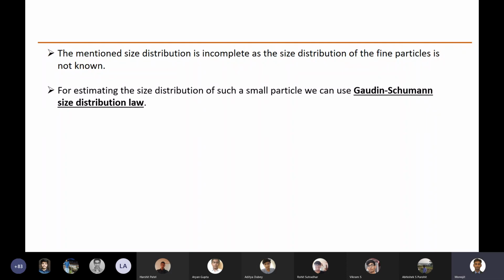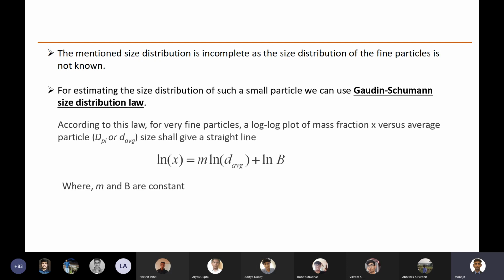One famous law is the Gaudin-Schuhmann size distribution law. So what does this law say? It's basically a linear logarithmic relation. It was observed that if you have particles smaller than 40 microns, the distribution will follow something like this: ln x is equal to m ln d average plus ln b.